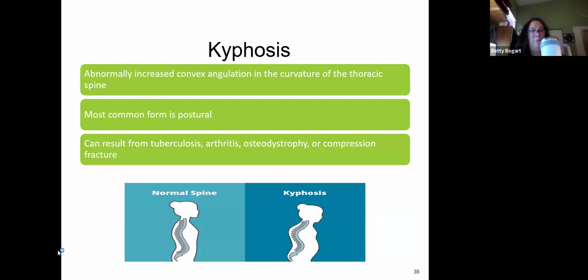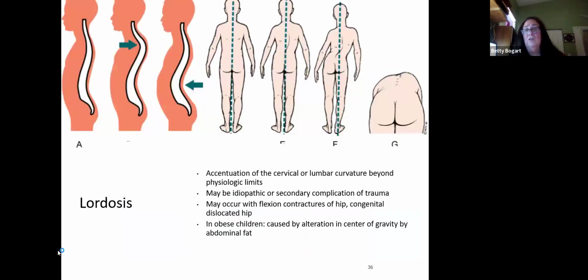Now let's look at 3 different problems with the spine. Kyphosis is what we call that hunchback. It's the upper spine. Lordosis is the lower spine, where you sort of lean backwards. It's like this inward sort of curvature.